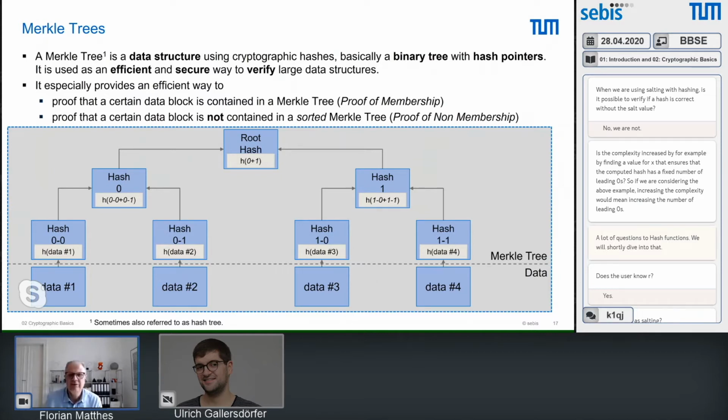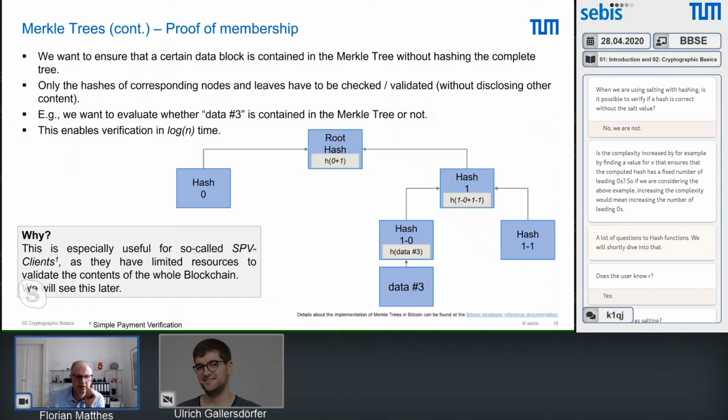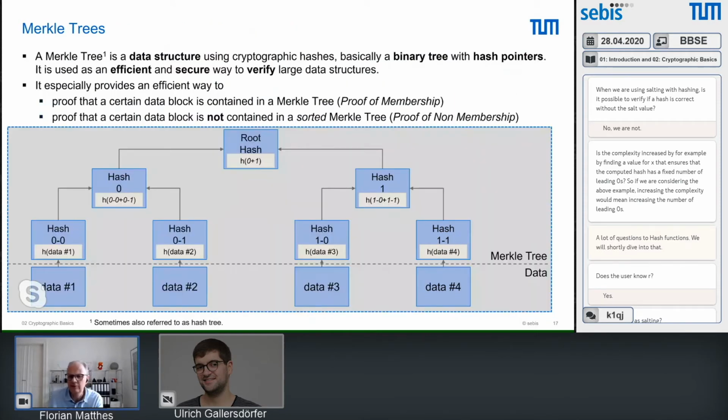So it's very efficient to search in this data tree, and it's easy to recompute the hash value if you change something. You can also easily check whether a certain block is contained in a Merkle tree by looking at these hash values and working up. It's also easy to prove that a certain data block is not contained in a sorted Merkle tree. If the values here are sorted, you can again do binary search to find out whether a block is not stored in the Merkle tree. I think the idea should be clear, and now we talk about how this is done. Any questions so far?